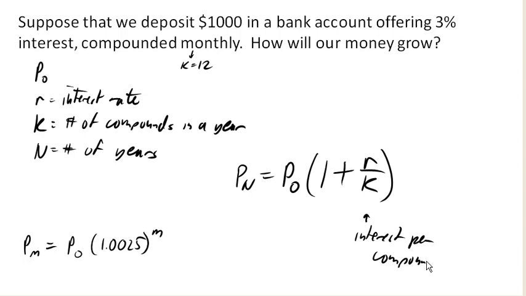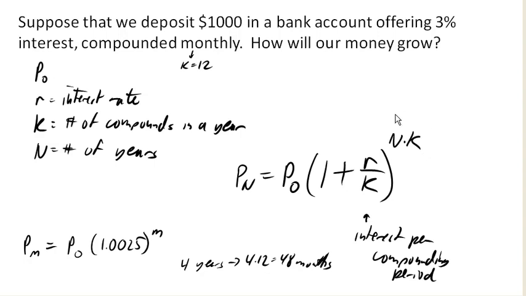So now, we need to figure out how to take the number of years and create the number of months. Well, let's think. If I had, let's say, 4 years, how many months is that? It would be 4 times 12 is 48 months. And so if I wanted to know my balance after 4 years, I would put in 48 here for the months. So where did this come from? This was the number of years, n, times 12, the number of compounding periods in a year. And so the n times k here ends up giving me the total number of compounding periods.